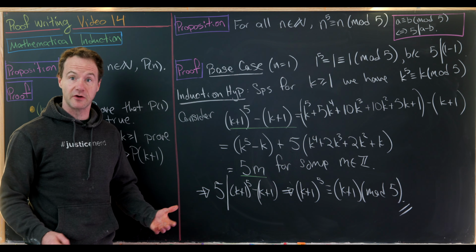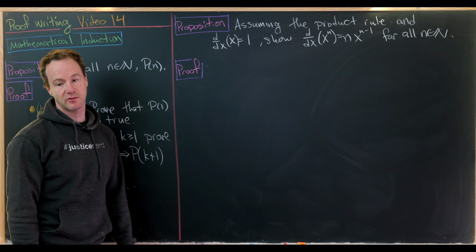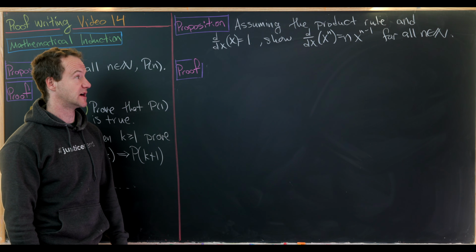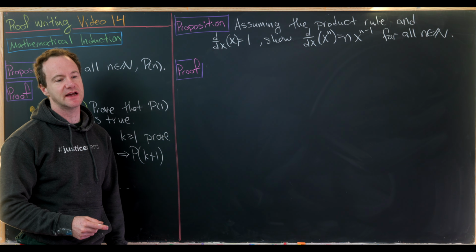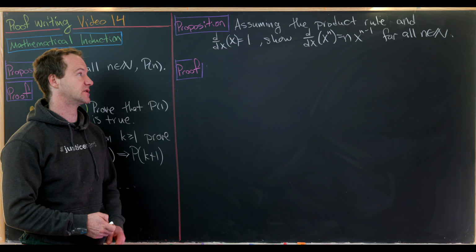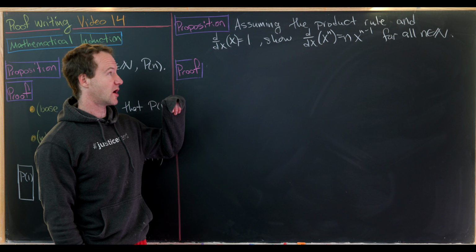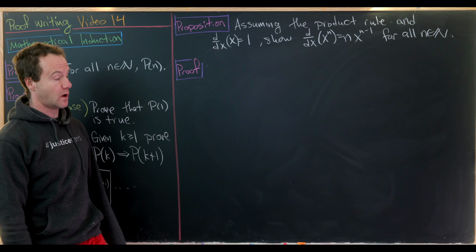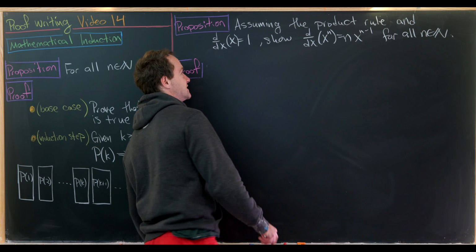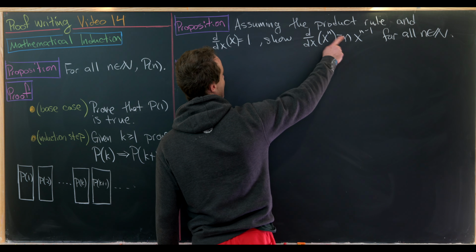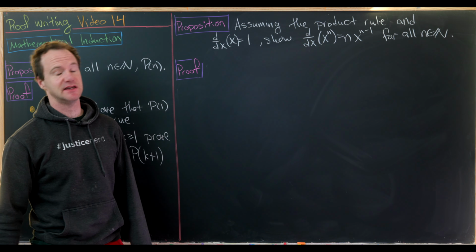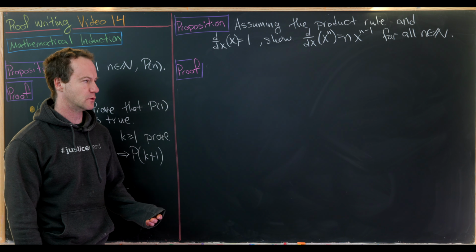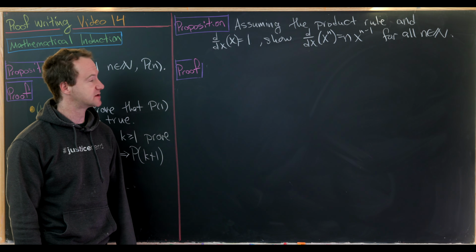Okay, let's do another. Next up, we've got a nice calculus problem, and it's something that you learned in calculus class, but I think it's nice to reinvestigate it now that we know a little bit about induction. So let's assume the product rule and that the derivative with respect to x of x is 1. And then our goal is to show that the derivative with respect to x of x^n is n times x^(n-1). So that's the power rule for natural number exponents.